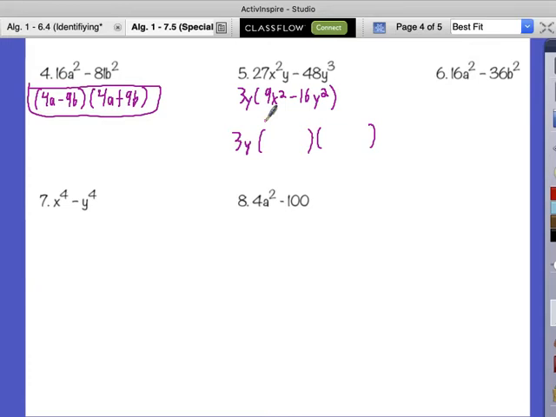So what do I put in my first parentheses? 3x minus 4y. Raise your hand if you can tell me what goes in the second parentheses here. Okay, go ahead, Levi.